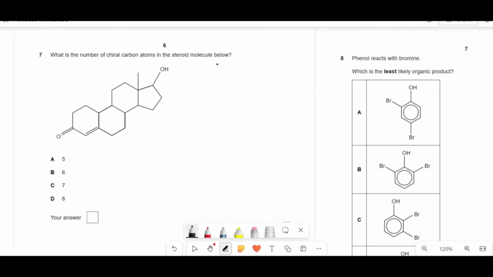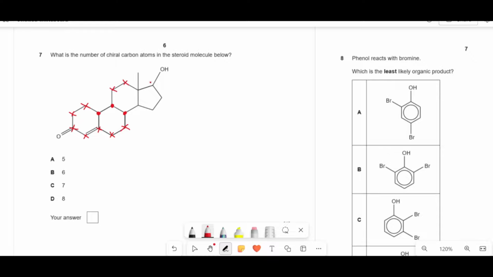So now it says, what's the number of chiral carbons in this molecule below? All you got to do is just go through it bit by bit and see what's chiral or not. Since this has a double bond, that's out. This one's not chiral, that's not chiral. This is going to be CH2, that's not chiral. That's a CH2, that's not chiral. This is going to be chiral because it's got an H and then three other things coming off of it. That's not chiral, that's not chiral. This is going to be chiral because there's different things on it and an H there. And this one as well, three different things and an H.